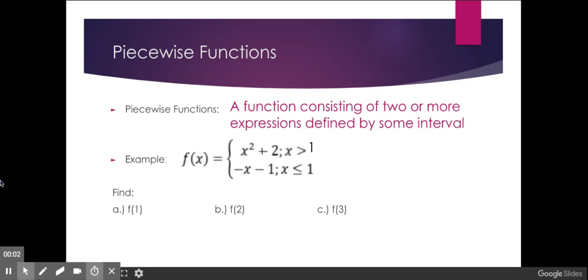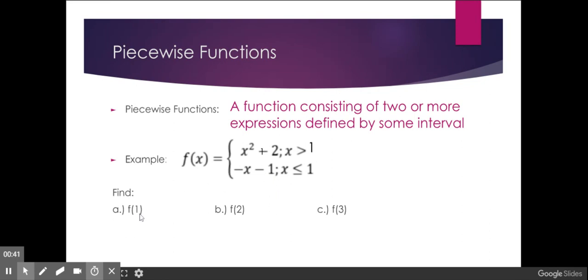Piecewise functions are kind of like your regular function, except they have two or more expressions, and they're defined by some interval. So you can see here we have x squared plus 2 when x is greater than 1, and then negative x minus 1 when x is less than or equal to 1. So depending on what your x value is, you look at this as your rule, and then these two expressions tell you what to plug in. So always look here first for the rule and then plug into whatever expression your x value falls under.